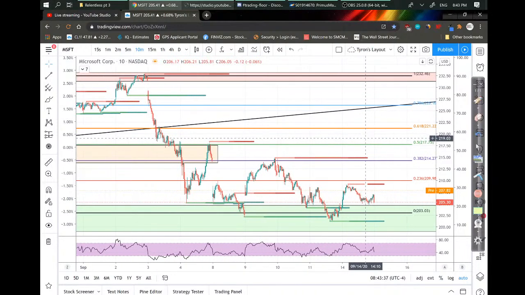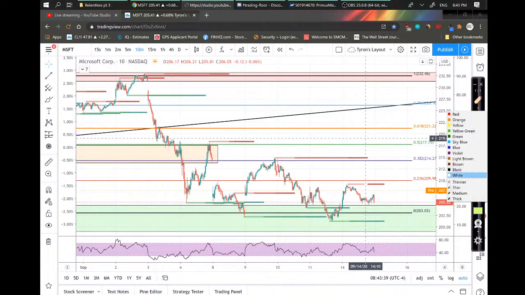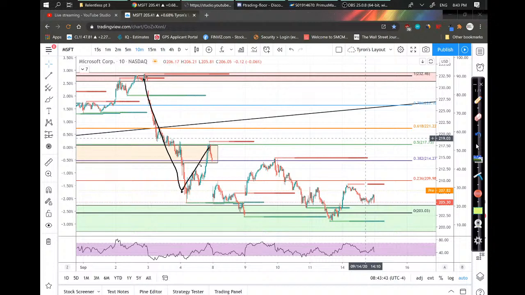Too many things going on, so that's why I want to get rid of it. So here we go. You have your first wave down, up. That's wave number 1. Second wave down, up. That's wave number 2. Third wave down, up. That's number 3. And this one made a low, but look, it's barely. So you can tell now Microsoft is starting to bottom out.